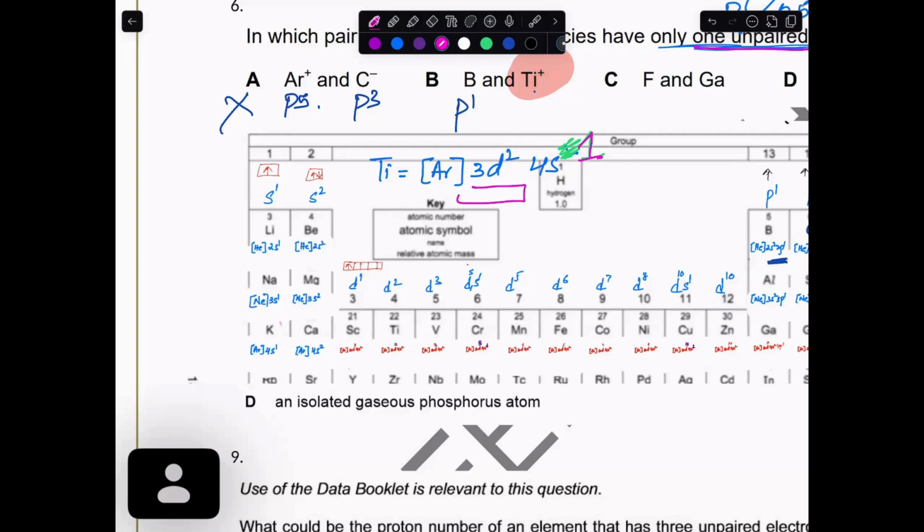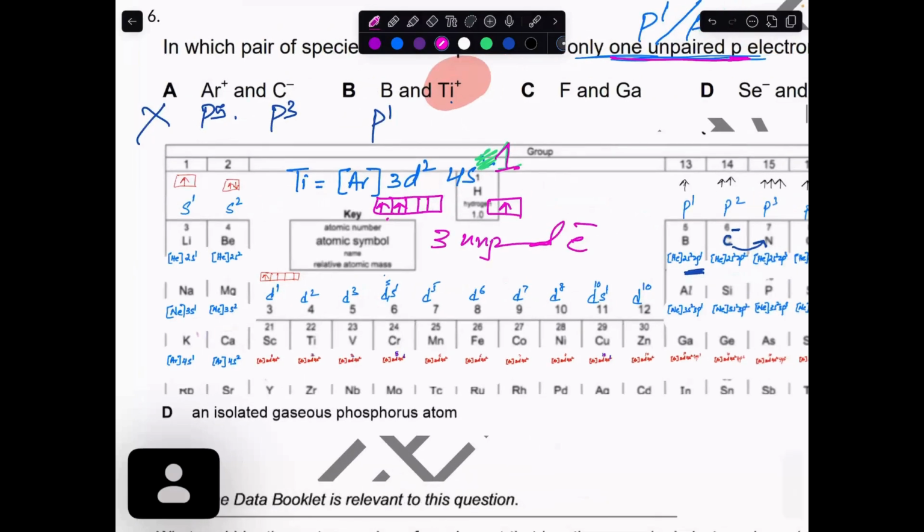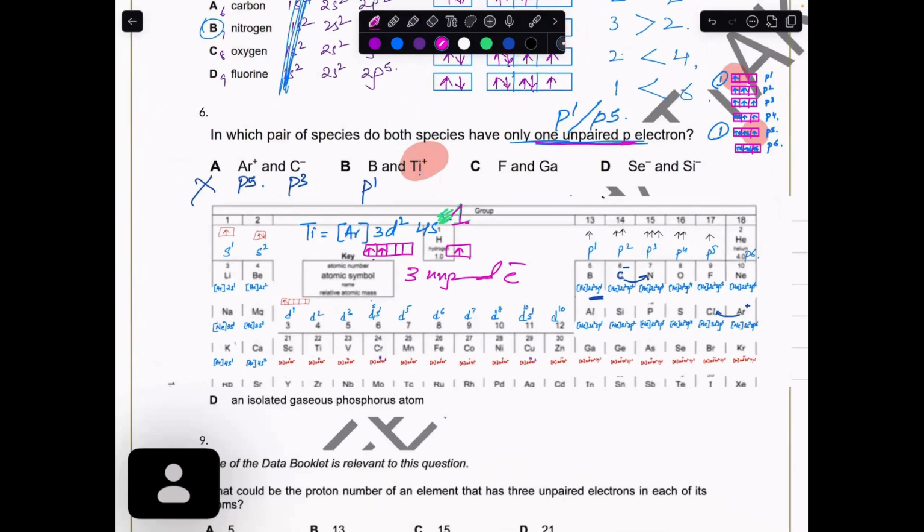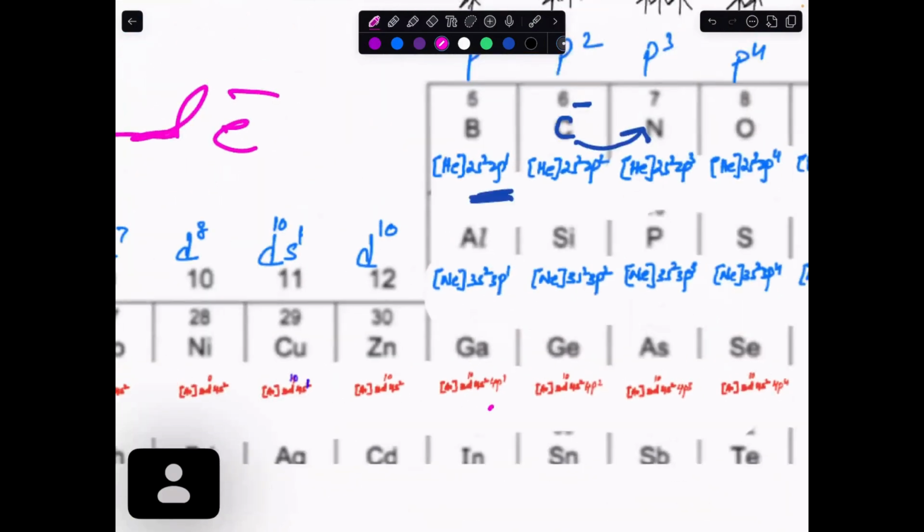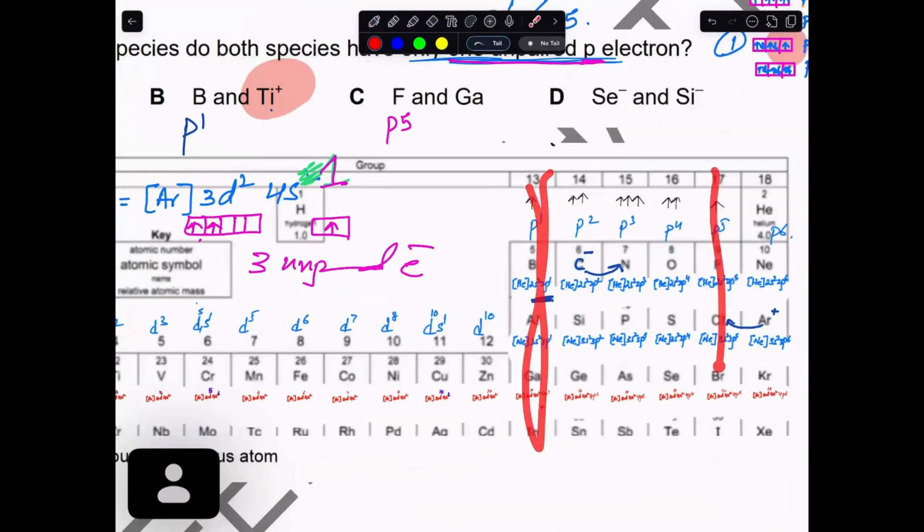There are how many unpaired now? In D, there are 2 and 1 in S. So total how many unpaired? 3 unpaired electrons. Right? So the answer is not this. Fluorine. Fluorine is what? P5. Perfect. 1 unpaired. Gallium is gallium. See? P1 in this group. These are P1, these are P5. Answer is this.